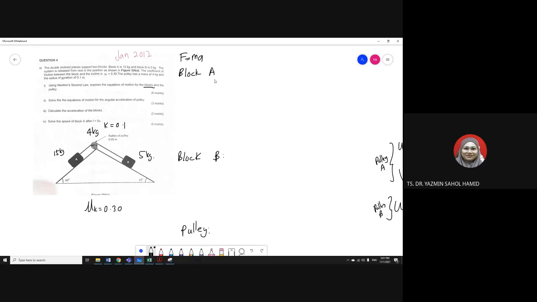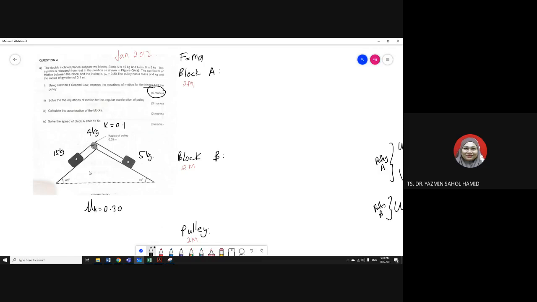Okay, so how are we going to do that? We're going to use the Newton's second law expression. So for each equation, if you notice, there are 6 marks. So this will be, I guess, 2 marks, 2 marks, 2 marks. Okay, so how are we going to do this?